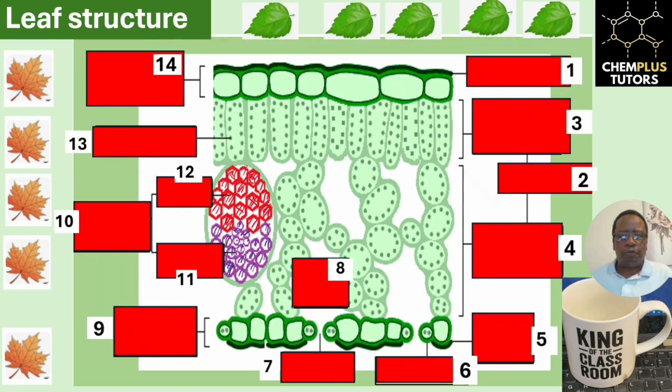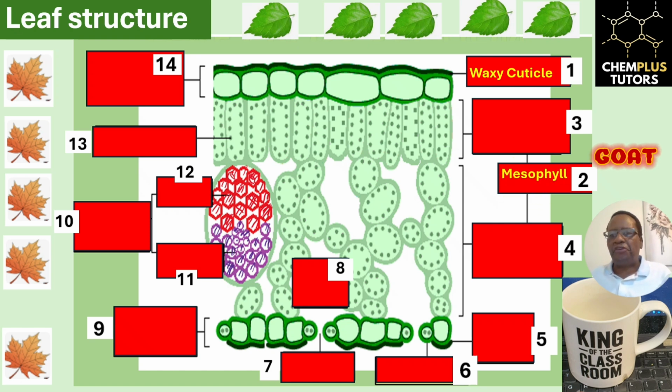If you are taking your biology seriously, you should be able to label the cross-section of a leaf. We'll start from the right at number 1. What is that called? I think that should be the wax cuticle. And numbers 3 and 4 have the same name. They both are called mesophyll.